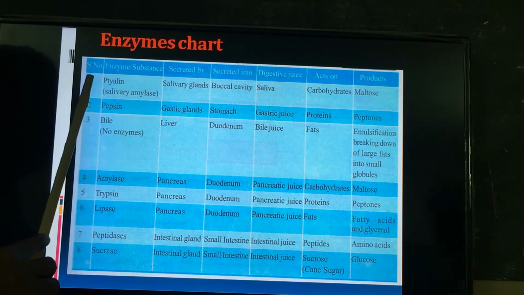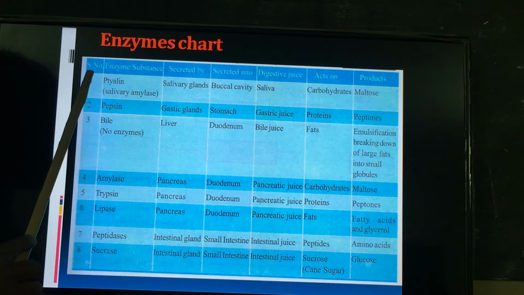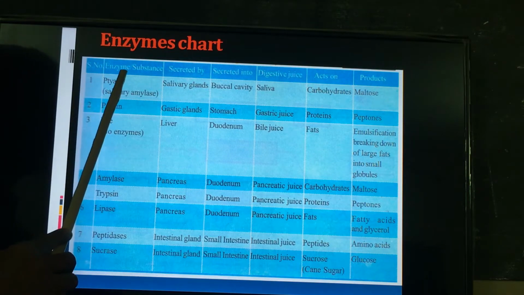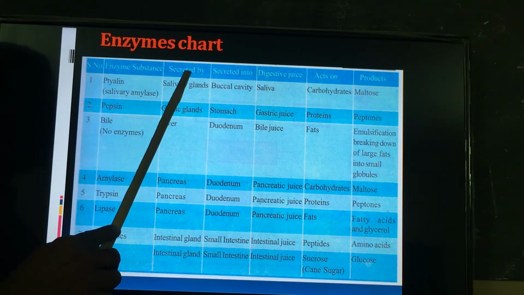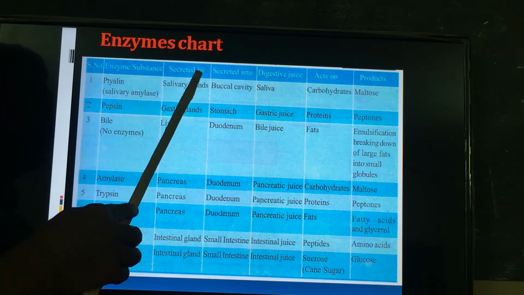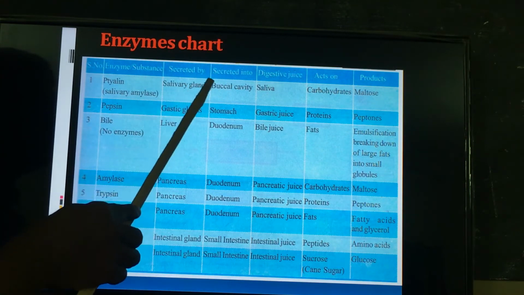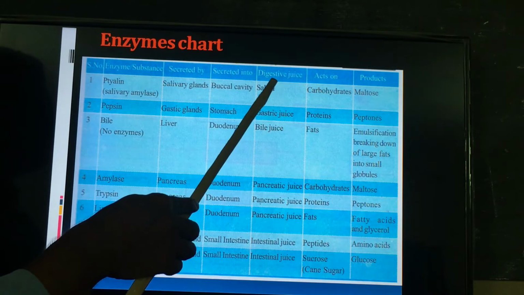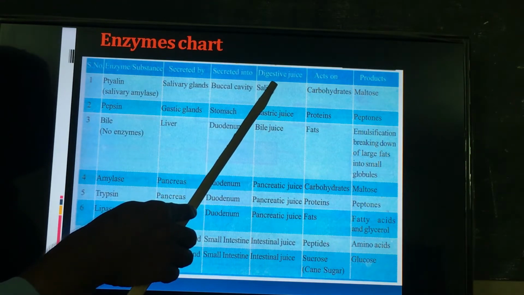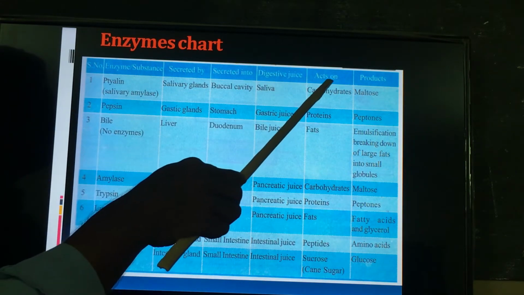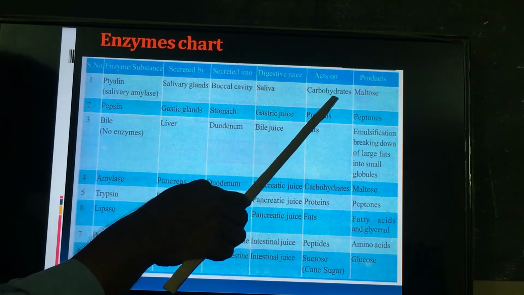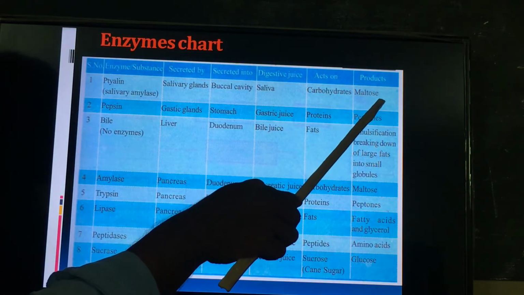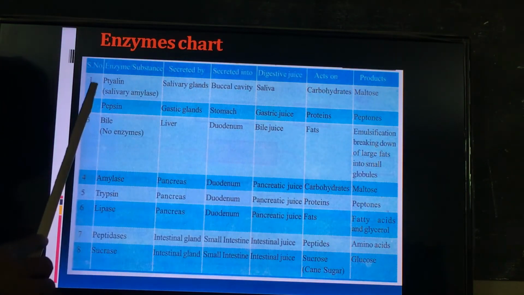See here, first serial number. If you observe this table, we can find the serial number, the enzyme, the gland which secretes that enzyme, where this enzyme is released, the name of the juice which contains that enzyme, and which complex molecule it acts on and converts into a simple substance. See, first one, ptyalin.